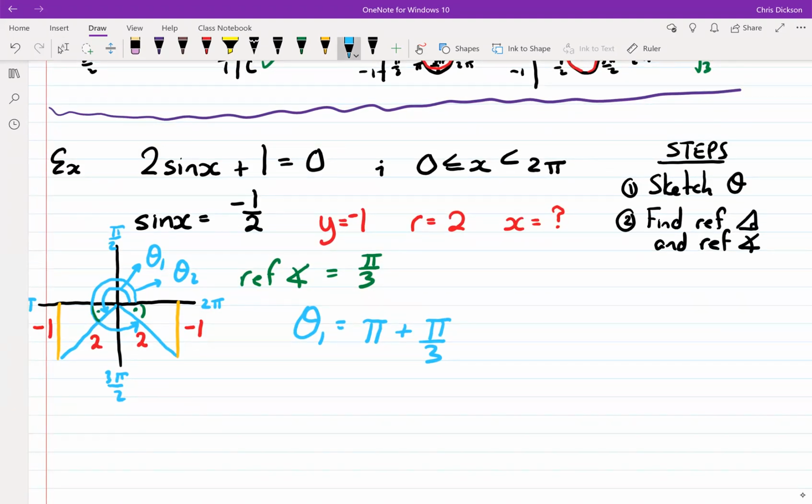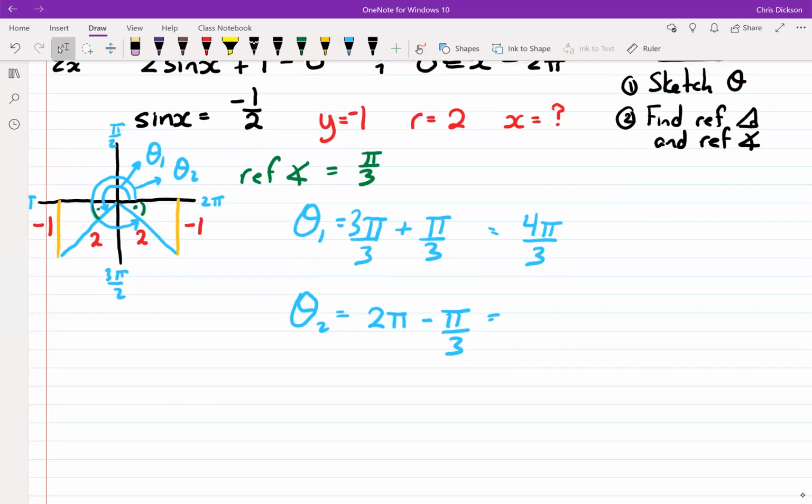So I need common denominators. So 3 over 3, same as pi, plus 1 pi over 3 is going to give me 4 pi over 3. So that's one of my angles in the diagram. The second angle is done very similarly, is I'm going to take a full turn, 2 pi, and I'm going to minus the reference angle, that little green dot there. So I need to have common denominators, so it looks like I'm 3's again. So 3 times 2 makes this a 6 over 3, and 6 minus 1 is 5 pi over 3.